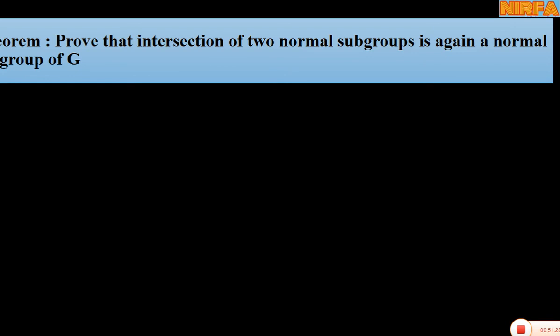Now, lastly, in this part, we will prove this theorem: prove that the intersection of two normal subgroups is again a normal subgroup of G. So if we read carefully the statement of the theorem, we want to show that the intersection of two normal subgroups is again a normal subgroup. And for this purpose, we need two normal subgroups. So let N1 and N2 be normal subgroups of G.